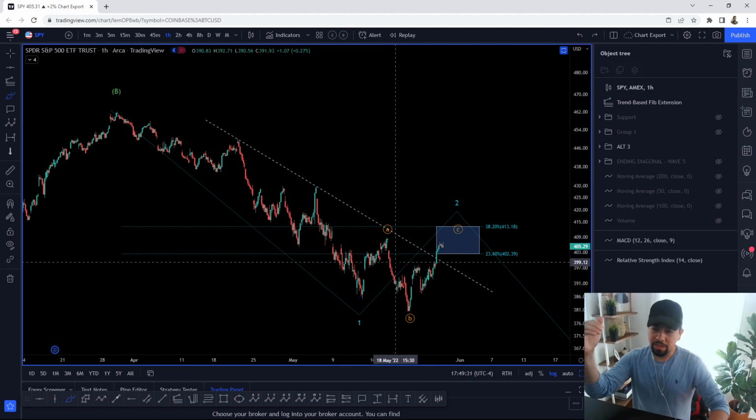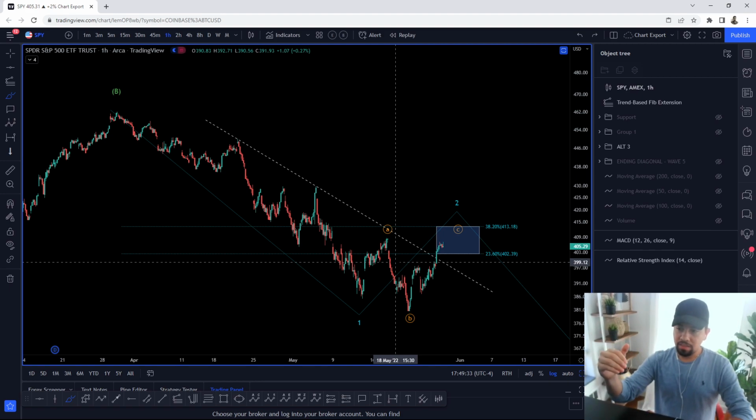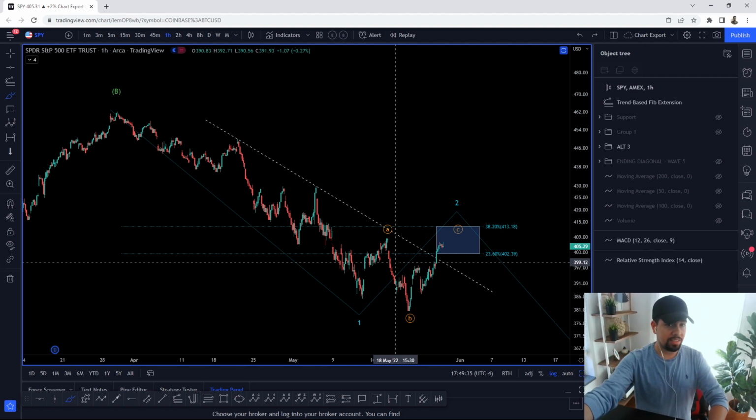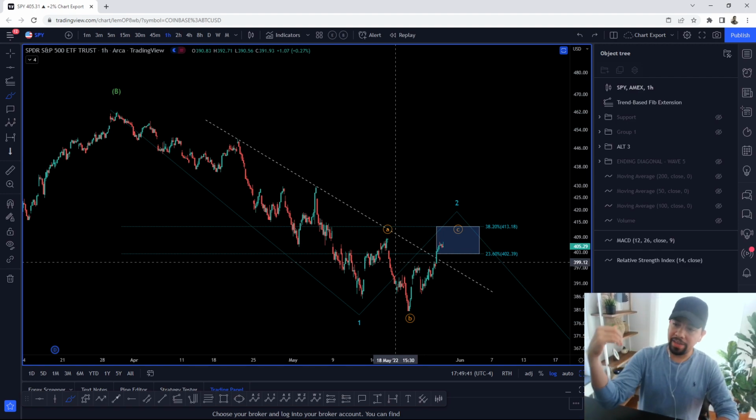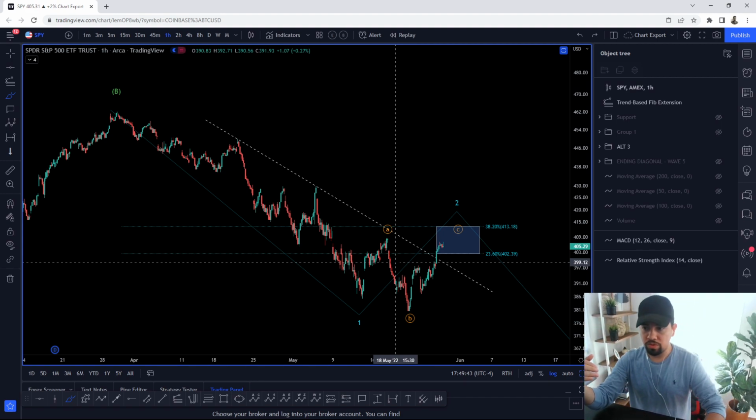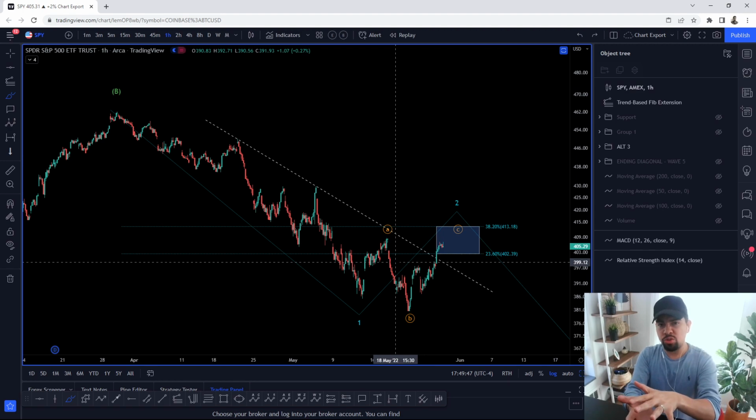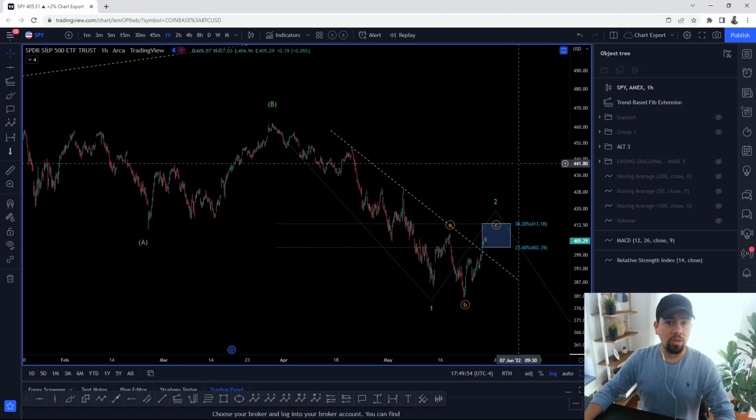Upside resistance will be 413.18 and 402.39. As you guys can see, we surpassed our first level of resistance at the 23.6% retracement at 402.39. And now we're looking to get up towards 413. Now we can hang around between that sandwich, between those two zones, and that's okay before we proceed to the next leg lower.